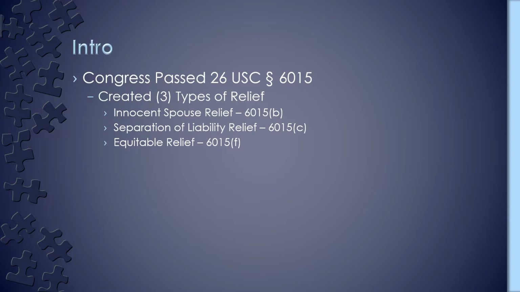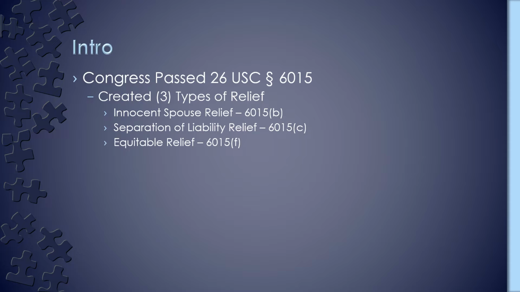And I put in the citation there. In case you're curious, you can look under Title 26, United States Code, Section 6015, and that's where you'll find sort of the basics of innocent spouse relief. There are other places you can find additional detail. There are regulations that are promulgated by the IRS, but that's the starting point for all of the different types of relief. So we have innocent spouse relief.